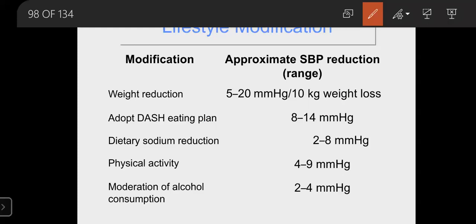There are no diseases that have their risk increased with weight reduction, with adopting DASH, with reducing dietary sodium, or with physical activity. Physical activity may increase the risk of sudden death in patients with cardiac anomalies, with an abnormal heart, with cardiomyopathy, and so on.